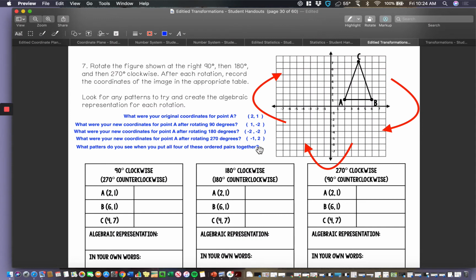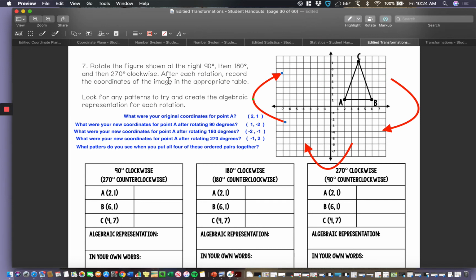Do they switch? Our original image for point A was x is 2 and y is 1. When I rotated it, I got 1 and -2. And then when I rotated it again, I got -2 and -1. And then when I rotate it again, I got -1 and 2. So we do see a little bit of a pattern here. And what is happening to those patterns?